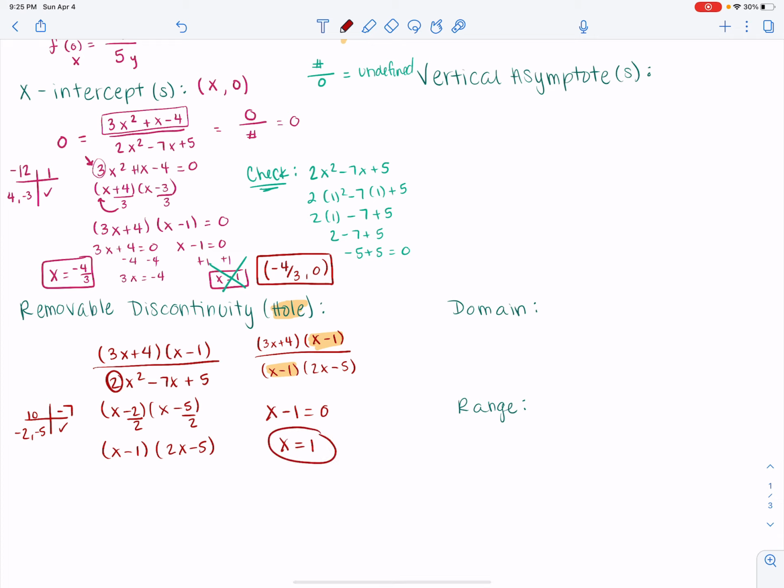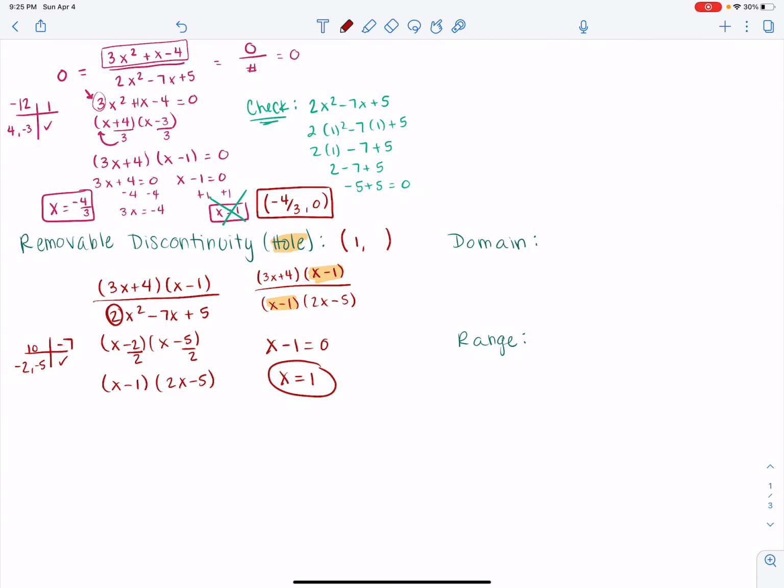Now, at this point, that's all we've done with the hole. But a hole is really a point on the graph. So in order to name the hole, I need to know the x value and the y value. I know the x value is 1. I need to know what the y value is. Here are your steps for that. When you want to find the y value of your hole, you're going to pretend that the factors that gave you the hole don't exist, and then substitute the x value into the others.